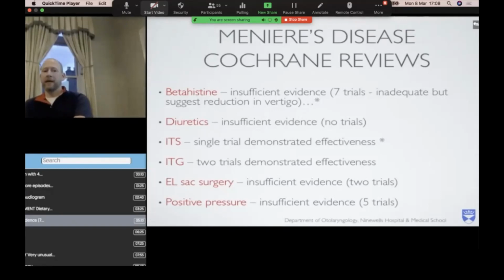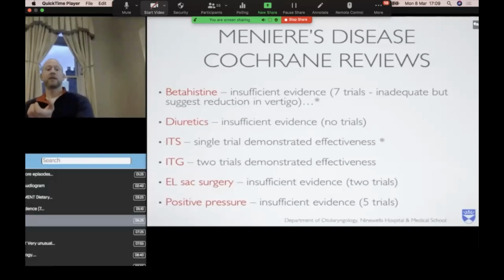Mostly are inadequate, but some suggest a reduction in vertigo. There's a particular trial that I'll talk about on the next slide, which is really useful for you. Diuretics, again, the Cochrane review says there's insufficient evidence. Intratympanic steroids, the Cochrane review supports that. So there's good evidence or decent evidence for that. If it's good enough for Cochrane, it's good enough for us, okay? So there's good evidence that that works.